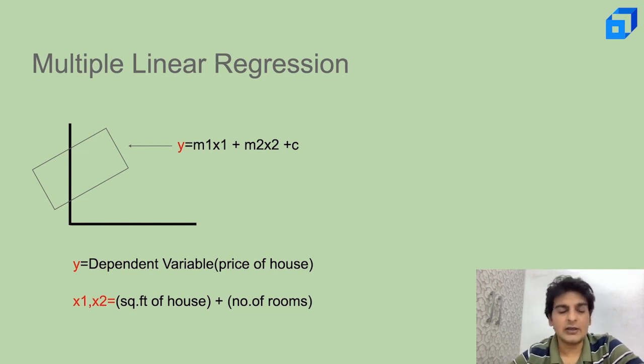Now, instead of just one variable, let's say, if we take the same example, if I want to predict the price of the house with respect to the square feet of the house, and also I'll add another factor into the picture, and that would be the number of rooms. Now, let's say what I'd want to do is predict the price of the house on the basis of the square feet of the house and the number of rooms. So here I'm denoting x1 as the square feet of the house, and the number of rooms, that will be x2. Now what we'll get is a plane.